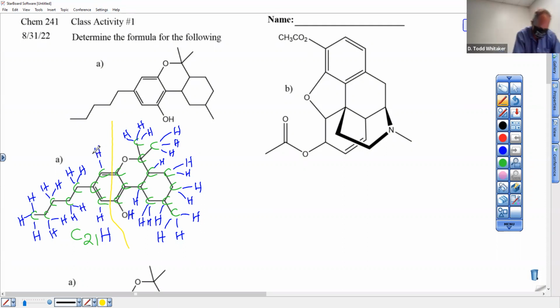3, 5, 7, 9, 11, 12, 13 on the left of that. H13 on the left. From the right, I'm going to count. I'm going to start with the OH and go all around the ring, around the rosy.